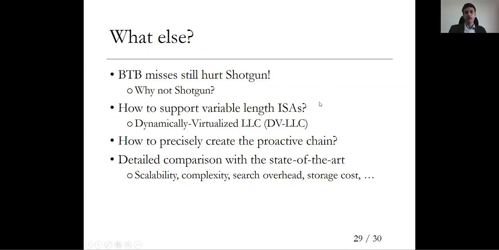It just suffices to mention that the original confluence style of BTB prefetching only works for fixed length ISA. In our proposal, we proposed a solution to enable a confluence-like BTB prefetching also for variable length ISA. I didn't mention how precisely we create this proactive chain, and we ran many different evaluation studies. We studied the scalability, complexity, search overhead, and storage cost, and I didn't show you the results. However, I will be more than happy to talk about any of these things in the Q&A.